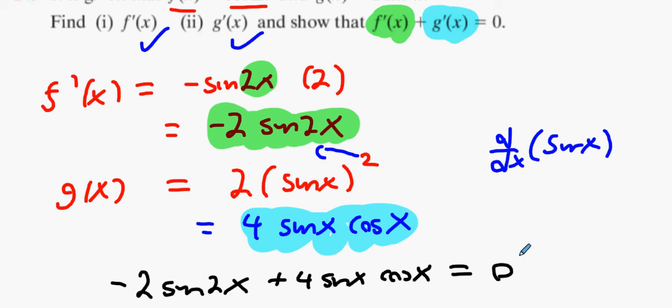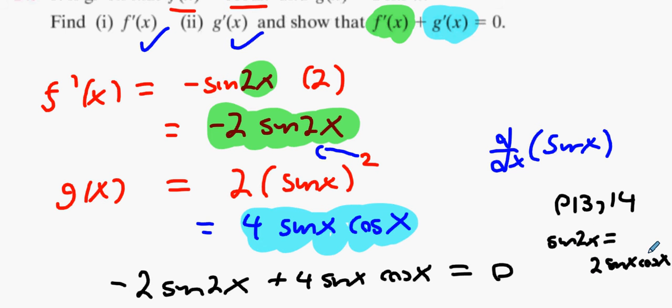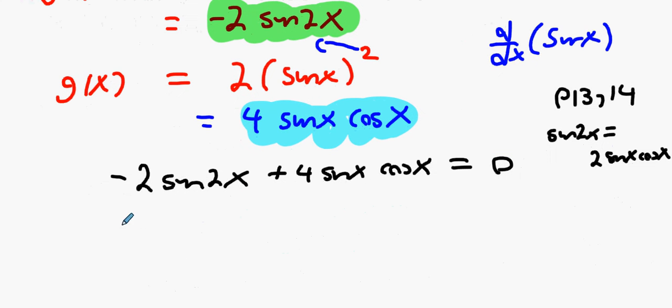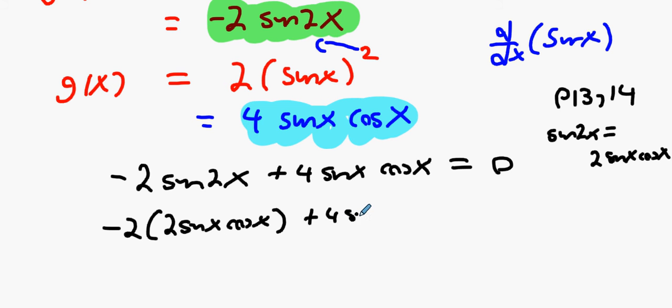Alright, you go to either page 13 or 14 of your maths tables, and you'll read that sine 2x equals 2 sine x cos x. It's in the formula, isn't it? So because it's in the formula, I can change this into minus 2 sine x cos x. That's in the formula. And now you have minus 4 of them plus 4 of them. Did everybody do it that way?